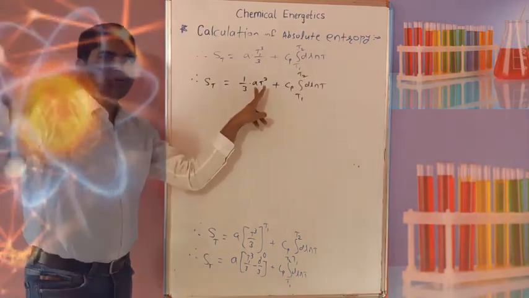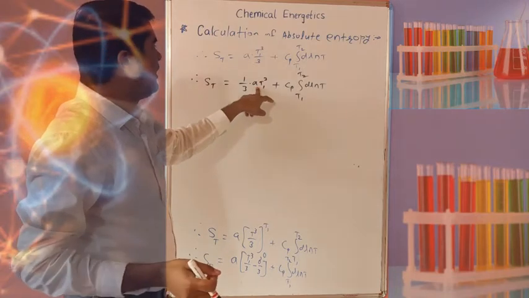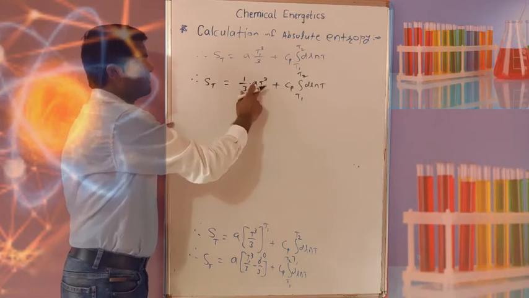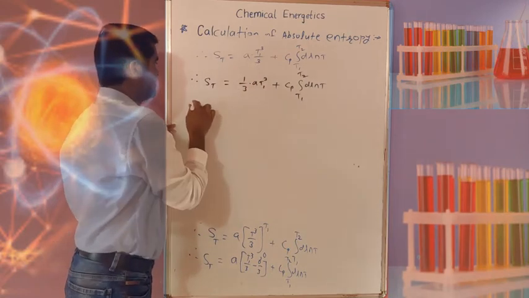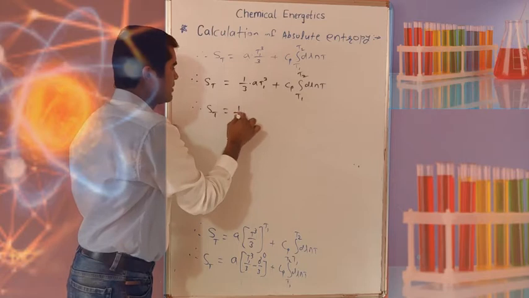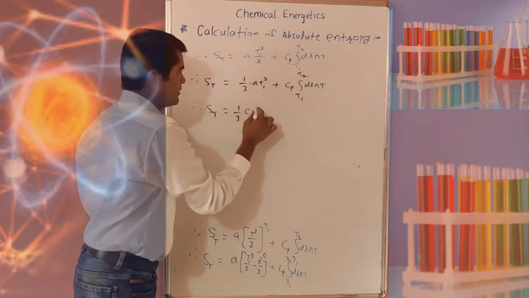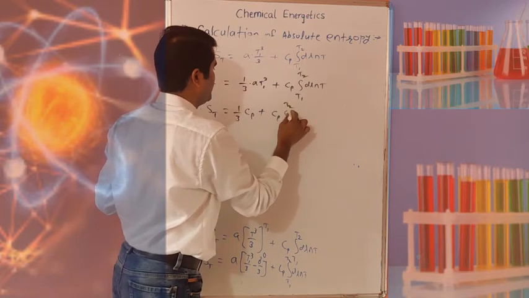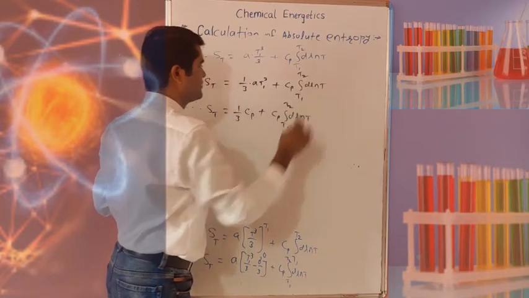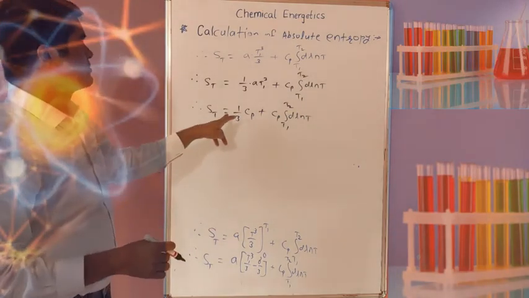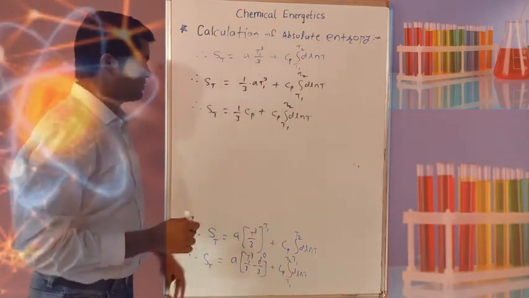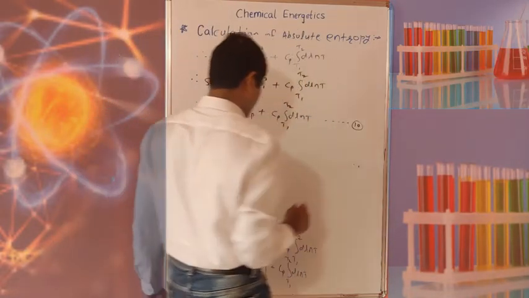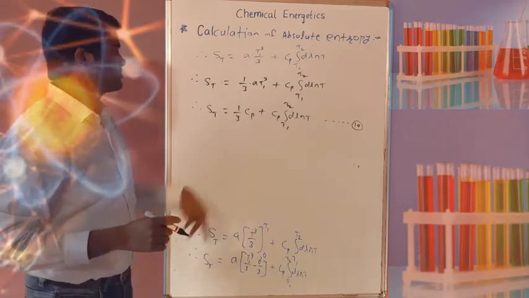But according to Debye T-cube rule, A T1 cube is Cp at temperature T. So again we can write, therefore St is equal to 1 by 3 Cp plus Cp T1 to T2 d ln T. So this way we can write. So 1 by 3 Cp. So this is the next equation, equation number 10. So this way St is equal to absolute entropy.